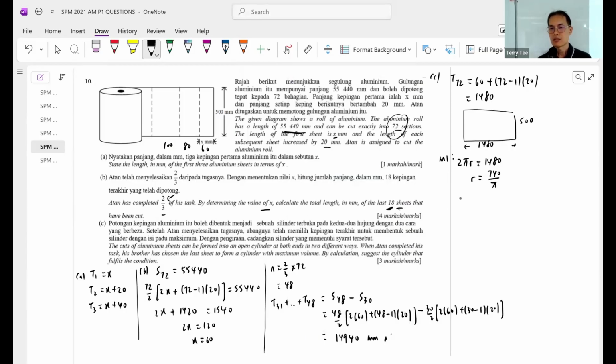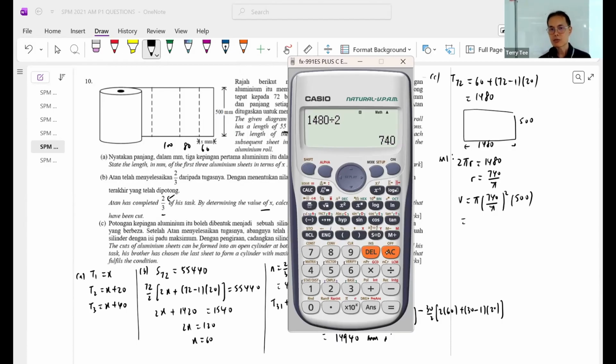You want volume, right? What's the volume? Volume is pi r square h. What's your h? 500. Okay, so I'm just going to use it in terms of pi, but my pi can cancel here. The pi square and pi cancel, so you get 740 square divided by pi. Now, the question never says 3.142, I can use a calculator pi, but I don't think it's going to make a lot of difference. When you multiply by 500, what's your volume? Wow, so big, right? 87 million, because it's in millimeter, very big number.